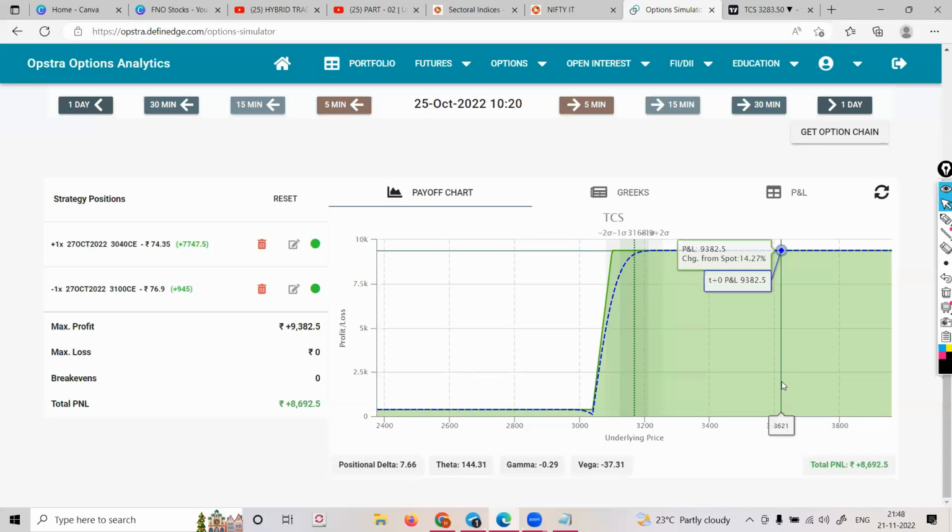9,000 on a capital of 25,000. 20,000 ideally, but let's take 25,000. You know that, right? It's a huge profit. So we have seen option buying, and then converting it to a debit spread.